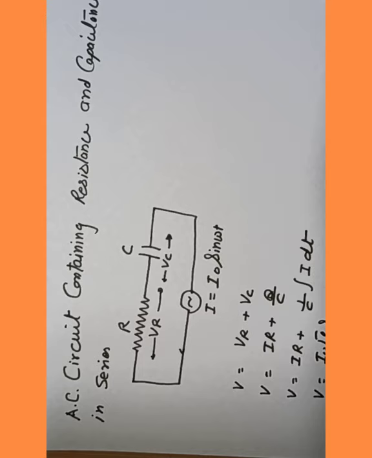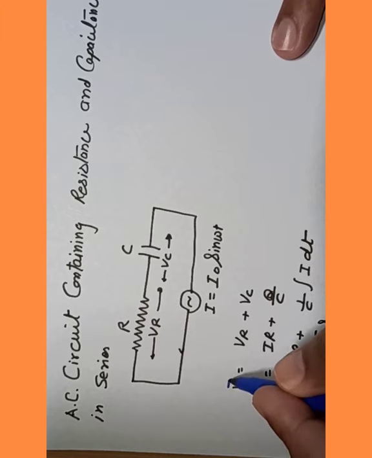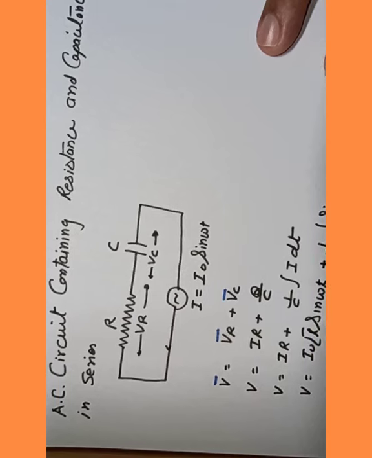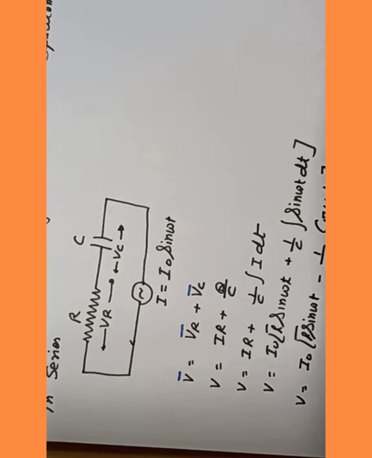Then the total input voltage is a vector sum of voltage appearing across resistance and capacitor. That is V equal to VR plus VC, V equal to IR and VC equal to Q by C. Since Q equal to integral I dt, then V equal to IR plus 1 upon C integral I dt. Place the value of I equal to I naught sine omega t in both.